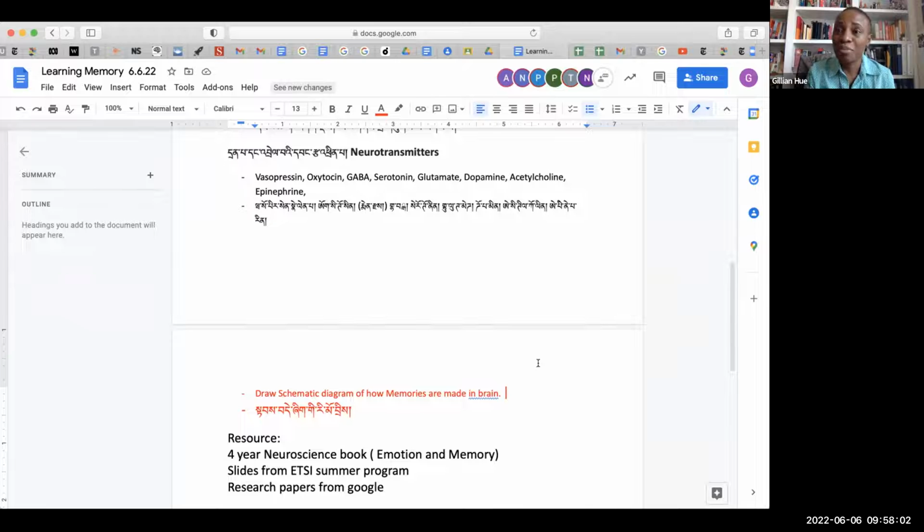So maybe take 2 minutes in all the groups and think about drawing what that diagram would look like, because you all have learned about memories. You have completed year 4 and you have your slides. What would it look like if you were to draw a schematic diagram of how memories are made in the brain?